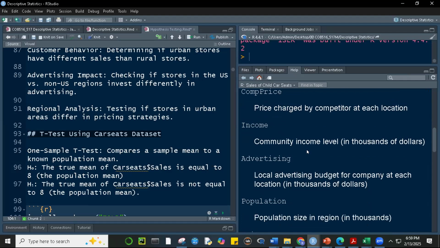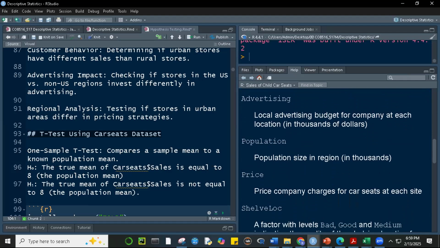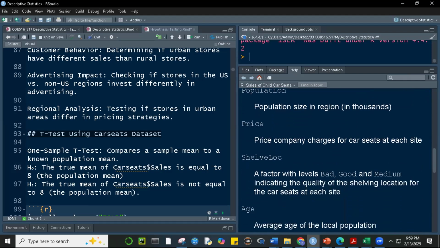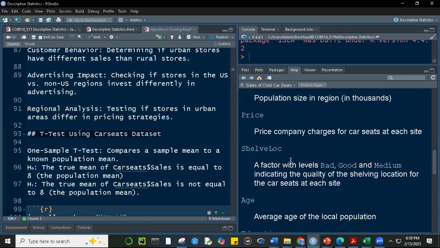You have income. What's the income in that community in thousands of dollars? Okay, so your sales is also in thousands of dollars. Advertising is also, it's the budget for the company, also in thousands of dollars. Population size, also in thousands. Price company charges for car seats at each site. And then shelf location, a factor with levels good, bad, and medium, indicating the quality of the shelving location for the car seats at each site.